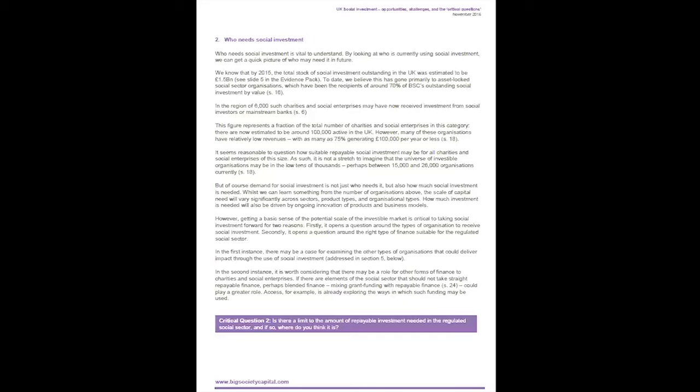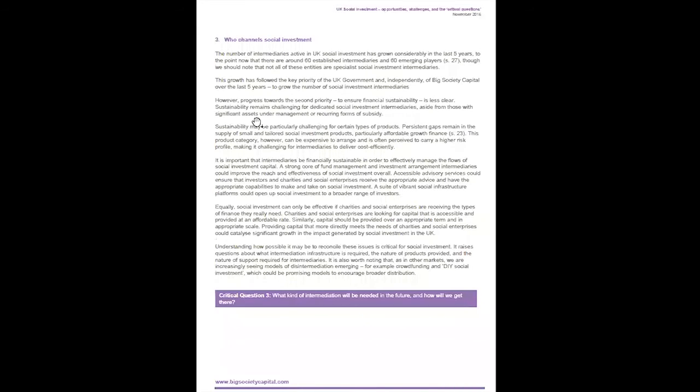Okay, in that case, we will move on to the next page, and it's a question about channels. Douglas, again, you're going to briefly say something about this one. Yeah, so as we thought about who channels social investment, we think the critical question in this space is what kind of intermediation will be needed in the future, and how will we get there?